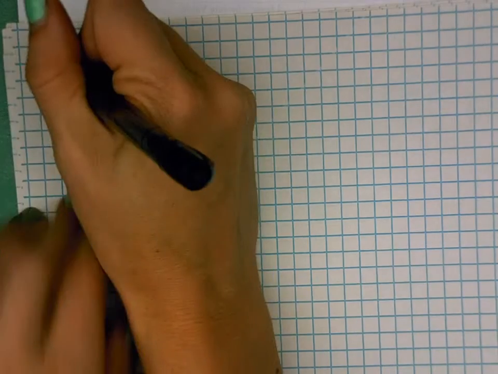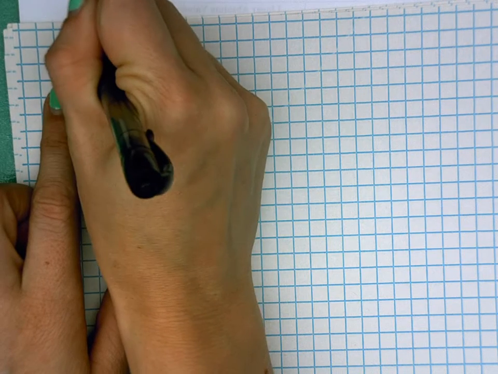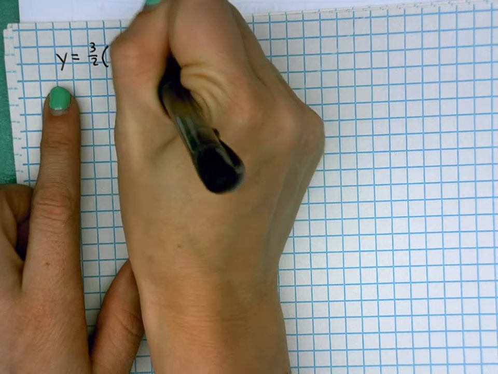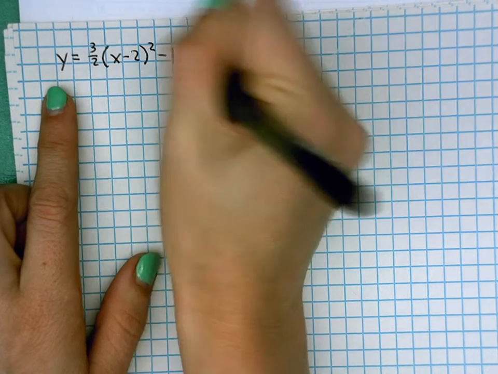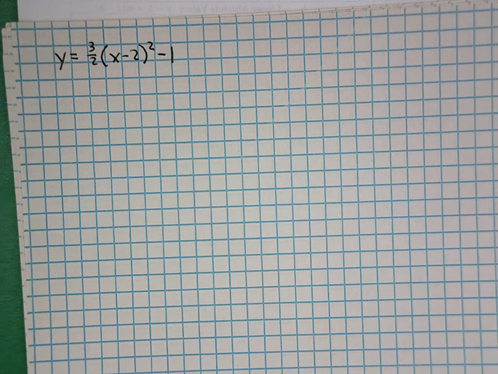Okay. So we have y equals 3/2 times the quantity of x minus 2 squared minus 1. Go ahead and pause the video, give this one a shot, restart it when you either have an answer or are needing to hear an explanation. Okay. So here we go.